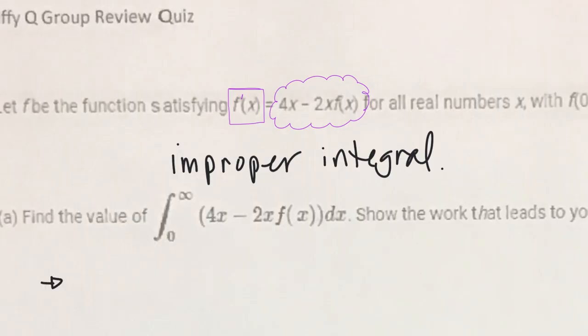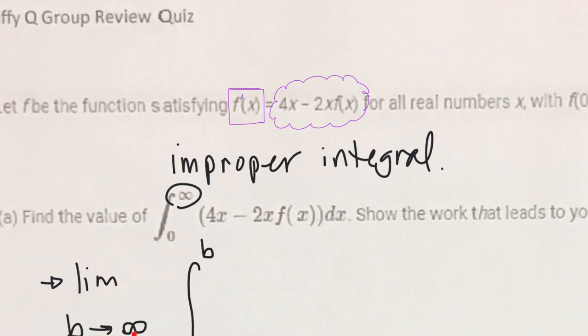You need to change your improper integral to the limit as some value goes to infinity, and we traditionally call it b, of our integral from 0 to b. So notice we've taken the infinity and written it as a limit. So now we're talking about horizontal asymptotes. That's what the limit as a value goes to infinity is.